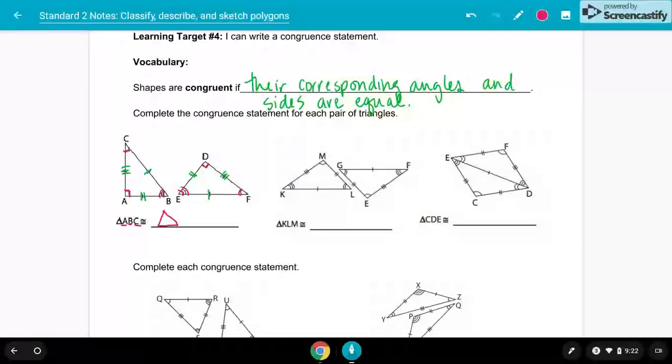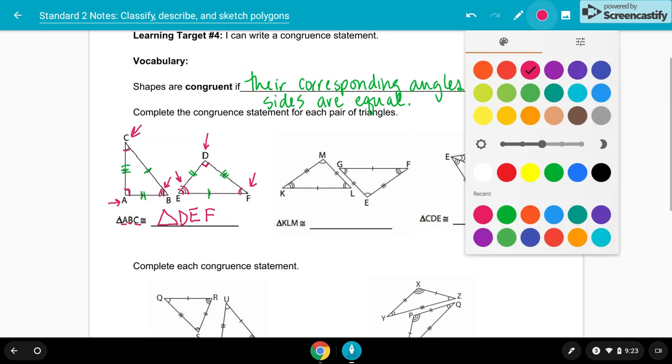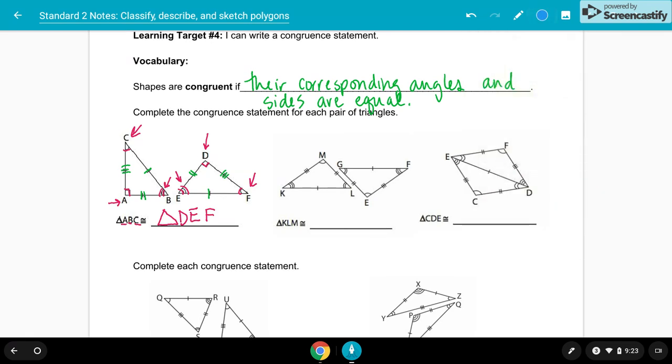A is the first letter I see. A is the right angle. That corresponds to D over there. B is next, and that corresponds to E. And C is last, and that corresponds to F. So that's what you need to pay very, very close attention to, the order of what's going on here.